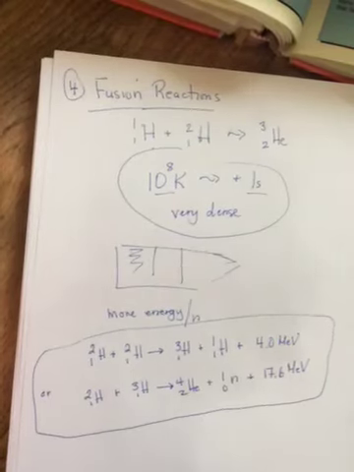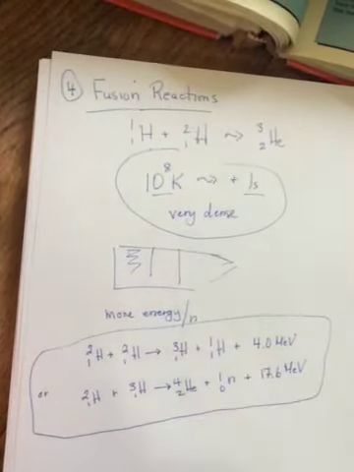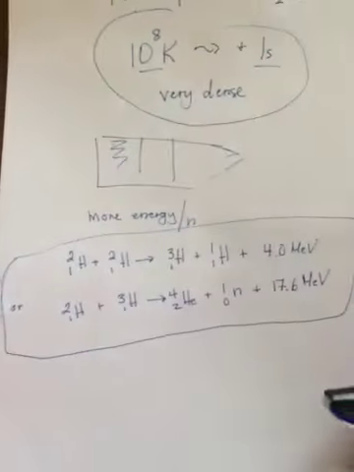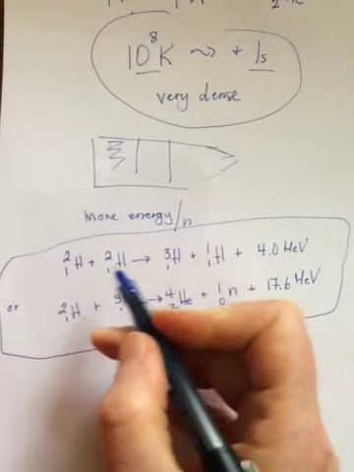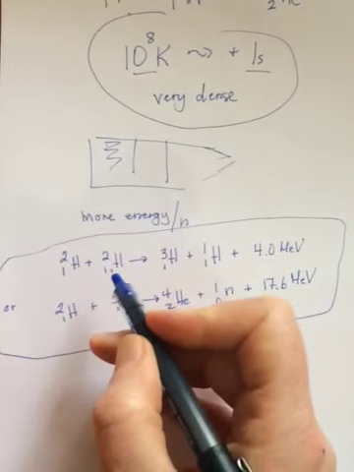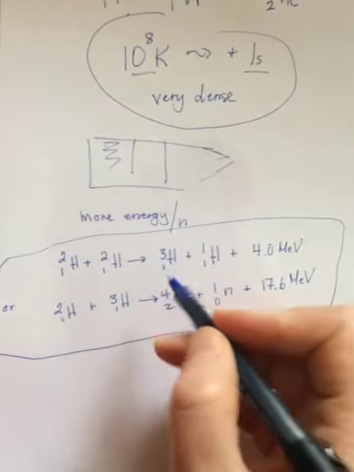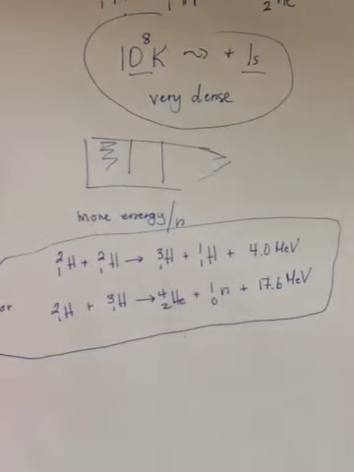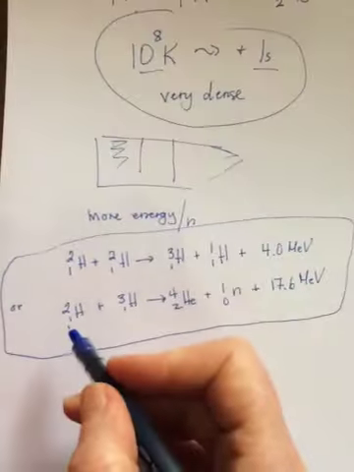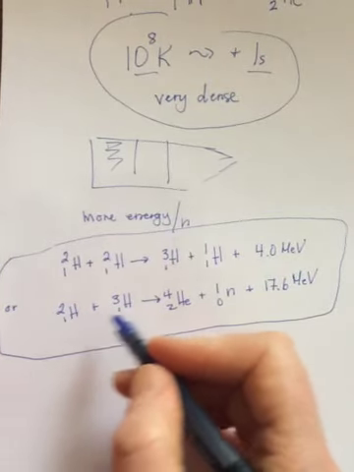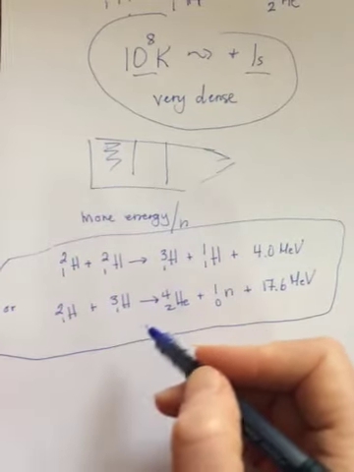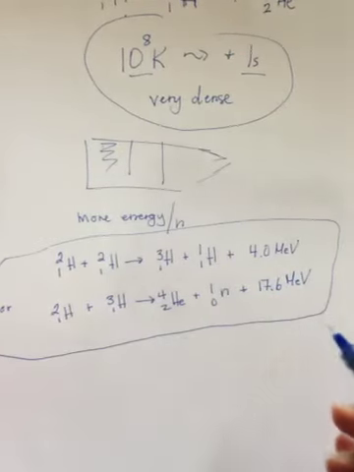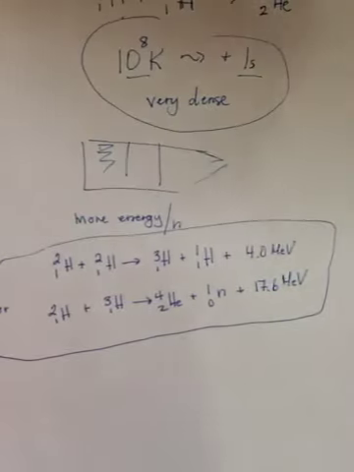Okay, so just to finish up fusion, I just wrote down here two different examples of fusion reaction. The first one, it's two hydrogen 2s being fused together, and you get out a hydrogen 3 and a regular hydrogen, and then 4 mega electron volts of energy. And then another possibility would be a hydrogen 2 and a hydrogen 3 isotope, giving you helium and a neutron and 17.6 mega electron volts of energy.